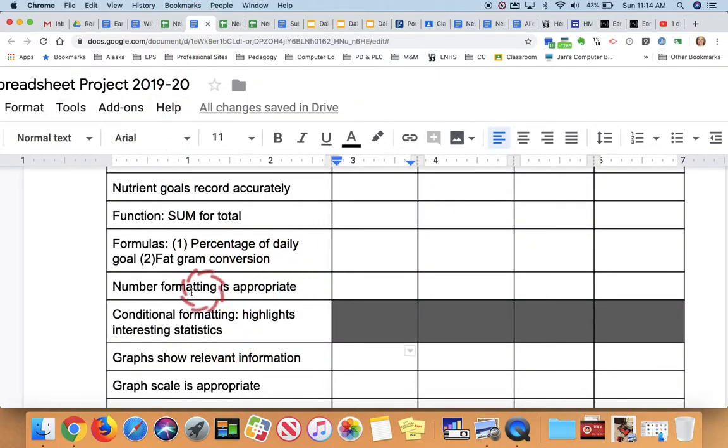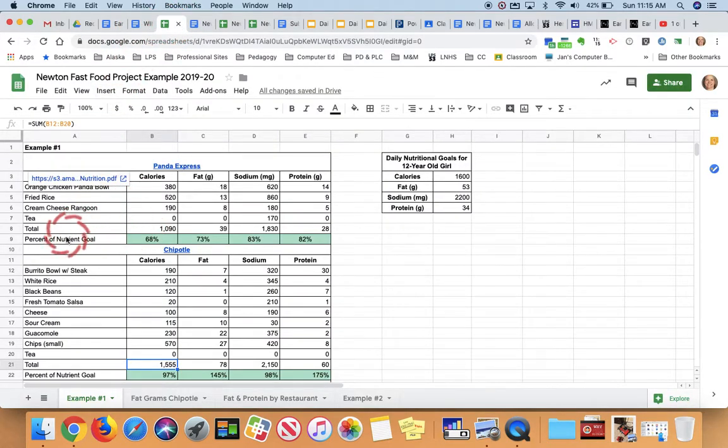Okay, then I will check these formulas, your percentage of daily goal, and your fat gram conversion. I just showed you the fat gram conversion where we did the calories times 0.3 divided by 9, so you can check that. The percentage of daily goal, we did this step by step in class, but let me talk you through it again. Here's my first restaurant.